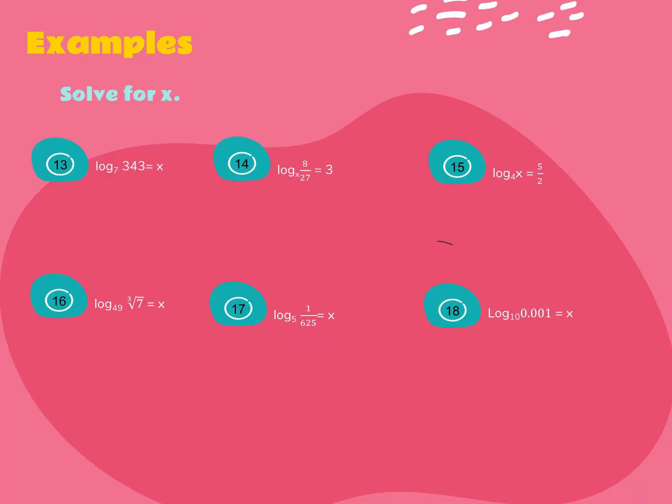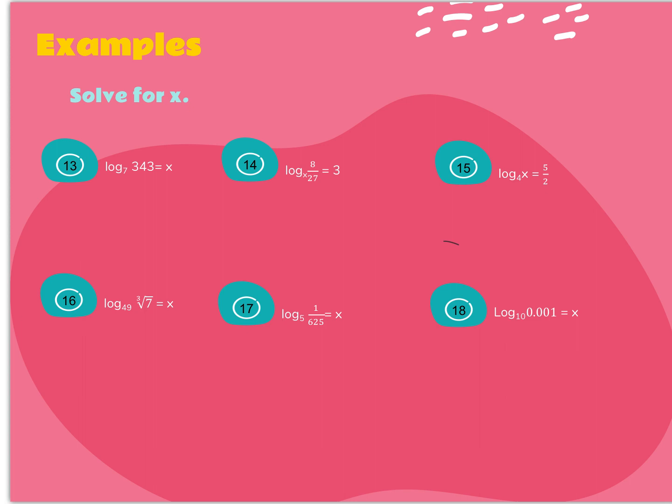So here's a bunch more problems, kind of the same skill. Again, I have 7 to the x power equals 343. I'm going to change the base here. I know 343 is 7 cubed, so x is 3.